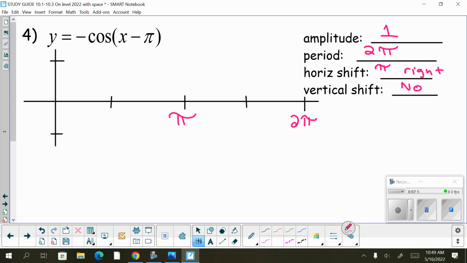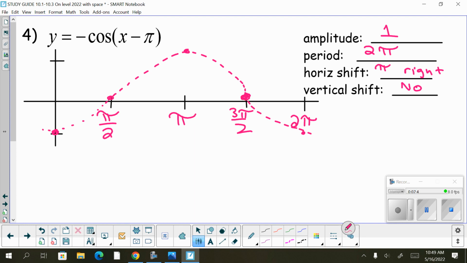Cut that in half to get pi. Cut it in half again to get pi over 2. And triple it to get 3 pi over 2. It's a normal cosine graph, but it's an upside down cosine graph. So it's actually going to start low, head up to the mountain peak, and come back down. So this is my upside down cosine graph before the shift is applied.